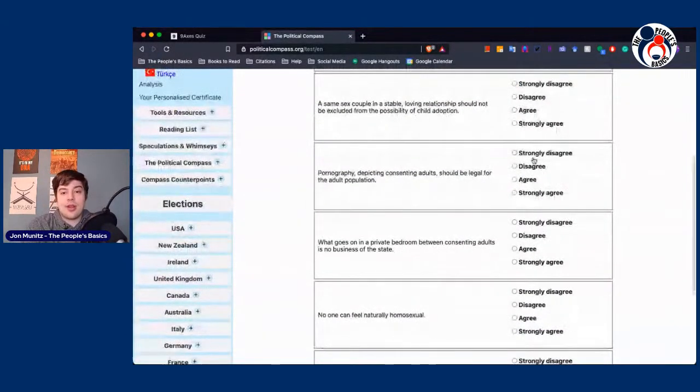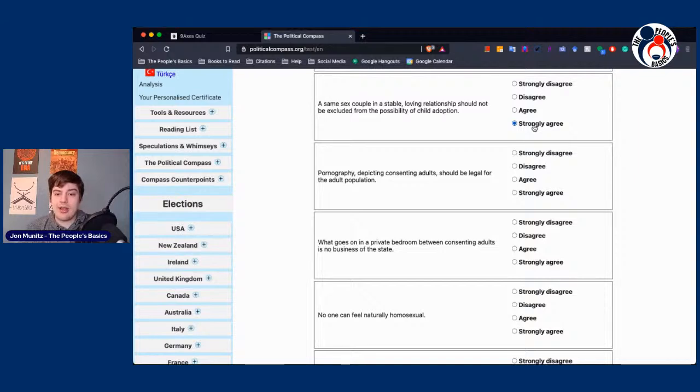Next, a same-sex couple in a stable, loving relationship should not be excluded from the possibility of a child adoption. Strongly agree. They are equally capable of being able to raise a child. What children need more than ever is just more adults who are willing to give them love. And so to say, hey, sorry, foster kid, I'm real sorry. You have to stay here and unloved because you know what? These two guys over here, they love each other, and so we can't have them loving you. Like, what the hell? It's absolutely asinine to me. So that is my opinion there.